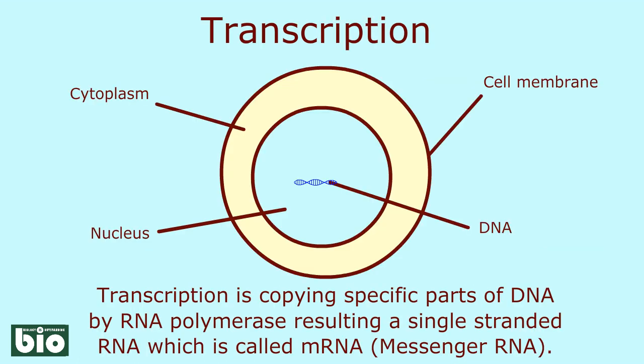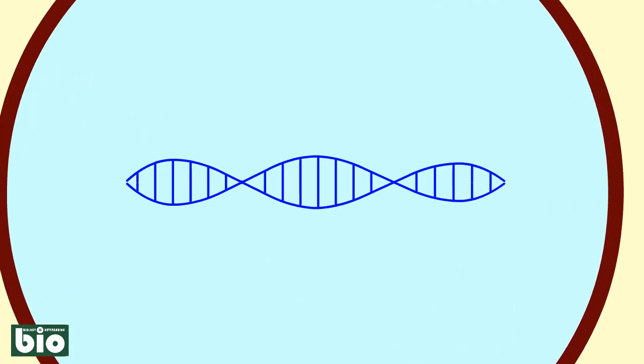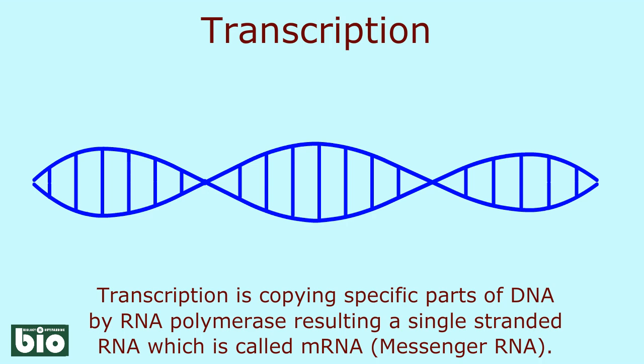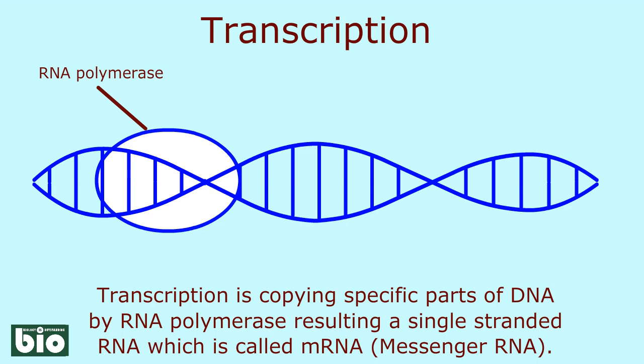Transcription is the first step, and it happens in the nucleus. In this step, a message from specific protein coding parts in the DNA is made. RNA polymerase is the enzyme that produces this message, which is called messenger RNA, or mRNA.